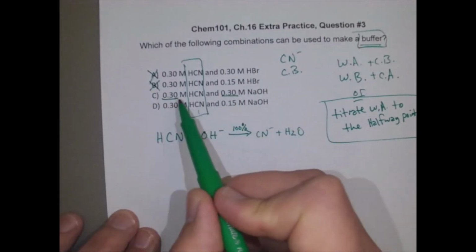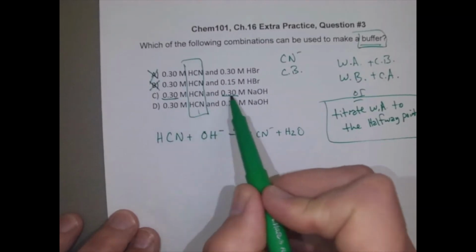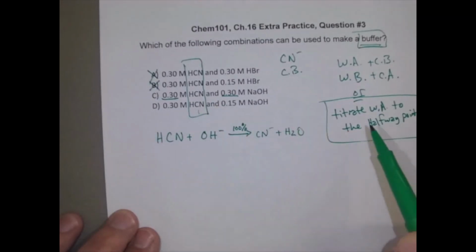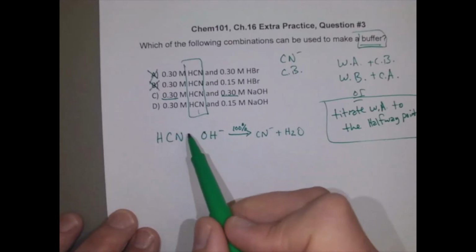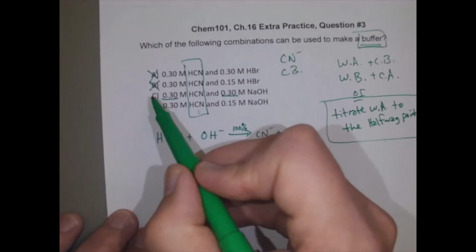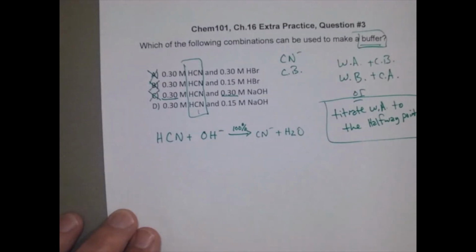And right here I decided, well, if I mix these two solutions together, instead of getting to the halfway point where I have a mixture of the weak acid and its conjugate base, I'm going to convert all of this weak acid into its conjugate base. So that's not going to give me a buffer either. So by process of elimination, it looks like D is the answer.